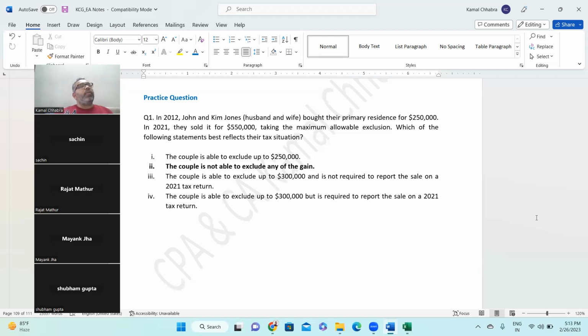What was the condition? Do you remember the condition? Yes, so they must be holding the house for 2 years out of the 5 years and using the house as their primary residence, and for an individual it's $250,000 and for married it's $500,000 exclusion.